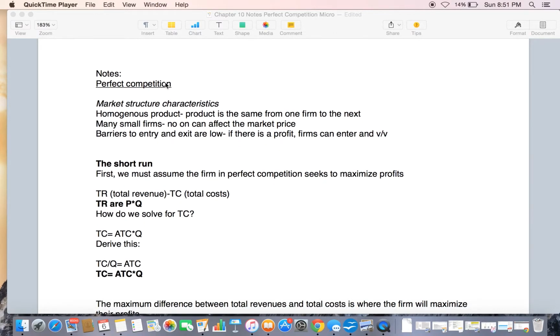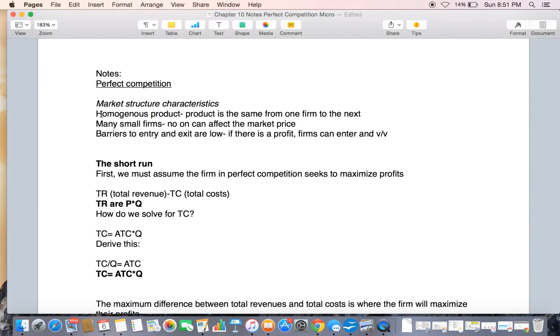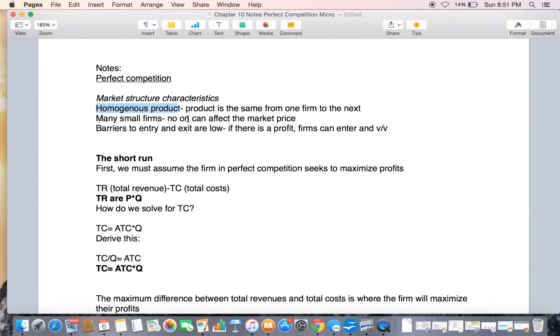So a perfectly competitive firm is characterized by the following. It produces a homogeneous product. What this means is that the product is the same from one firm to the next. Commodity products are often a very good example of perfectly competitive firms. Commodities. Because if you're buying wheat or flour or sugar, these types of things from one firm to the next, they're pretty much the same item. So a consumer would be indifferent between buying from one firm or another.